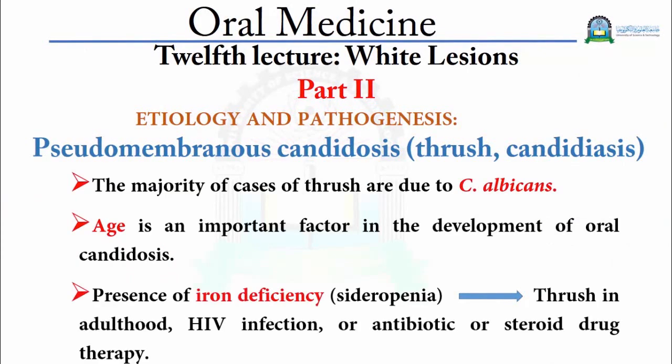Pseudomembranous candidiasis, the first one, can also be called oral thrush or candidiasis. The majority of these cases are caused by a fungal infection, which is Candida albicans. Age is an important factor in the development of oral candidiasis, so it is more commonly present in the age extremities.